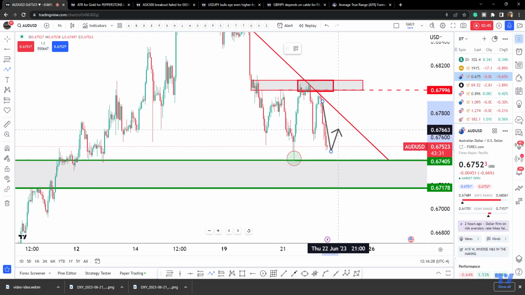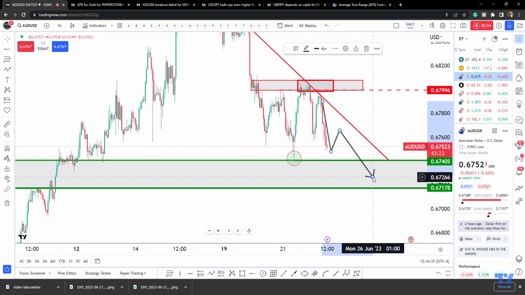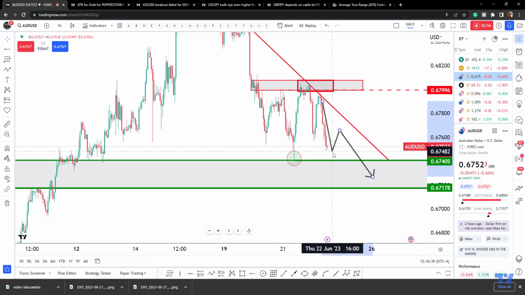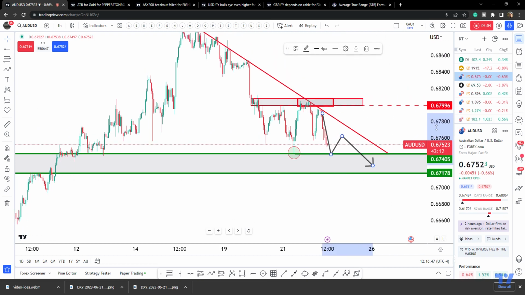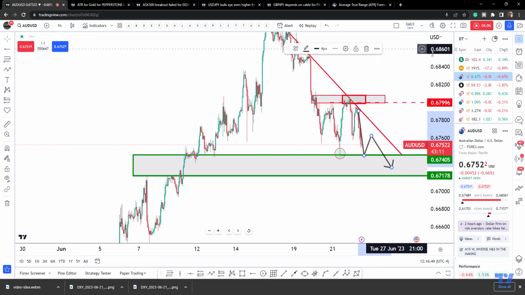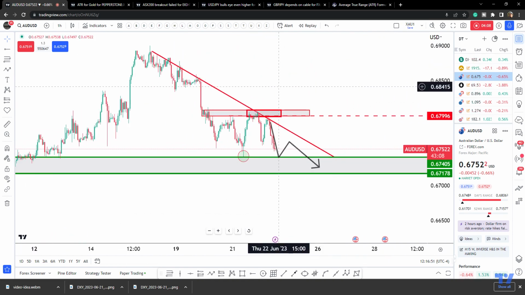maybe move up, another retest or shallower, maybe a 38.2 correction of that bearish move before the next move lower. Or we're going to continue lower into support, correct up, and come down. That's the bias for me at the moment.